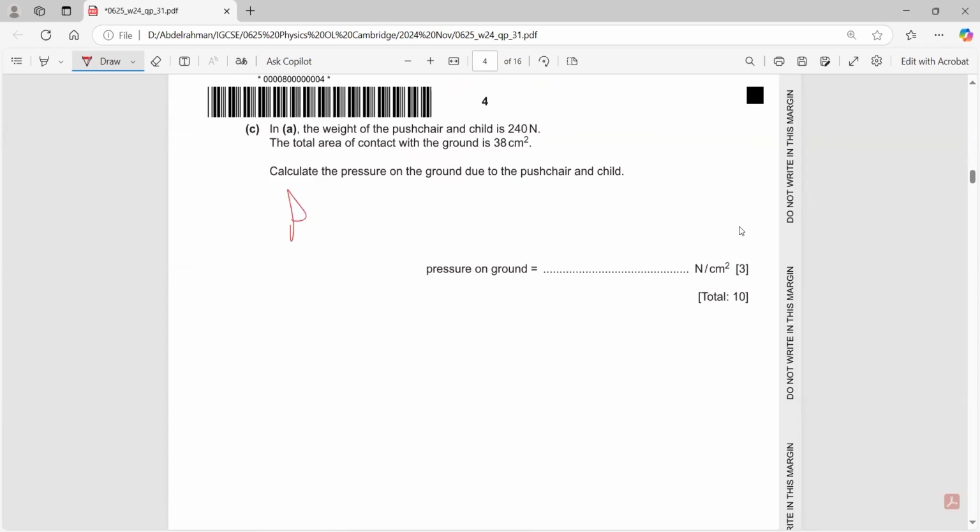Yes, pressure equals force over area. The force is 240 and the area is 38. So 240 divided by 38 is 6.3. 6.3 newtons per centimeter squared.